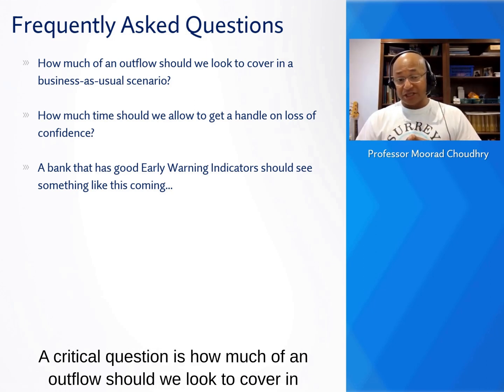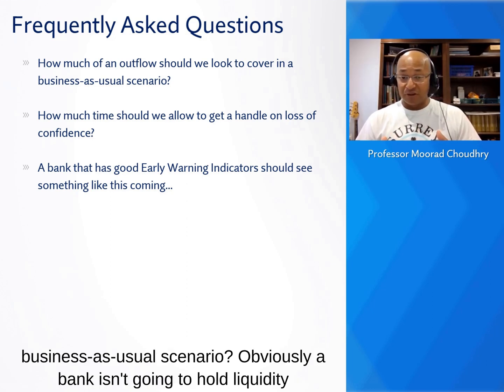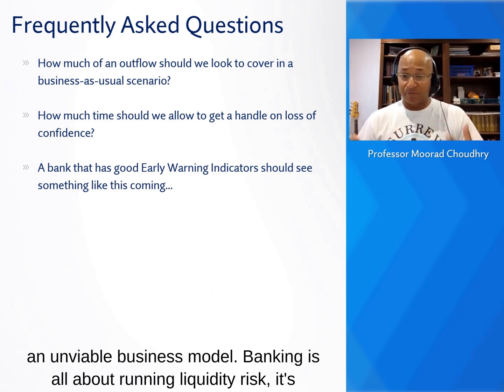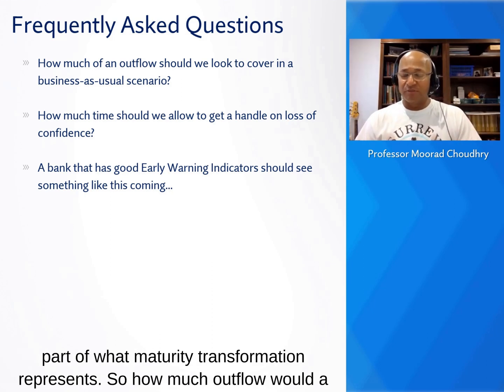A critical question is how much of an outflow should we look to cover in a business as usual scenario. Obviously, a bank isn't going to hold liquidity reserves for a 90% outflow. They would never be able to do any business. That's an unviable business model. Banking is all about running liquidity risk. It's part of what maturity transformation represents.